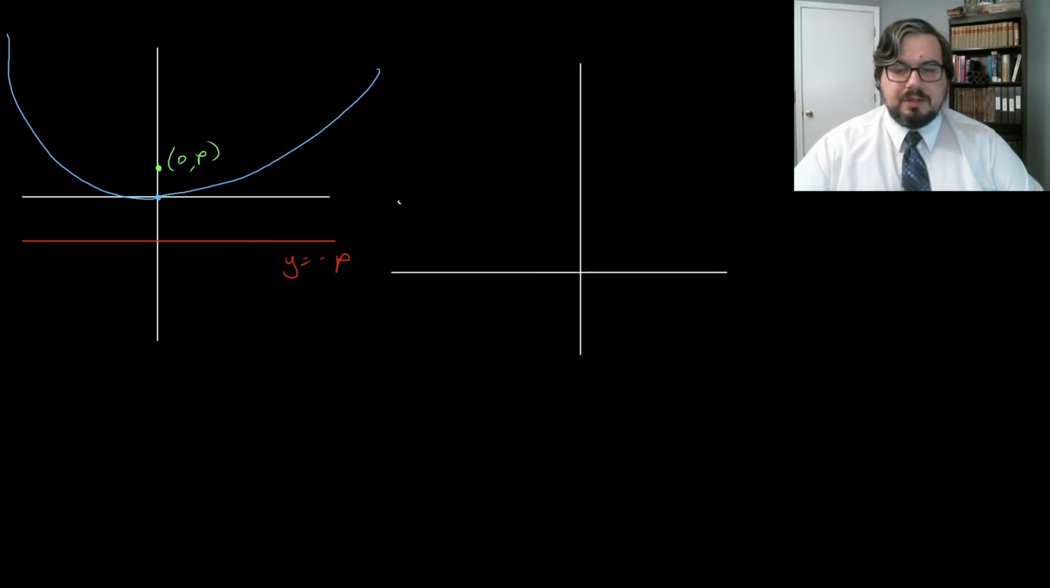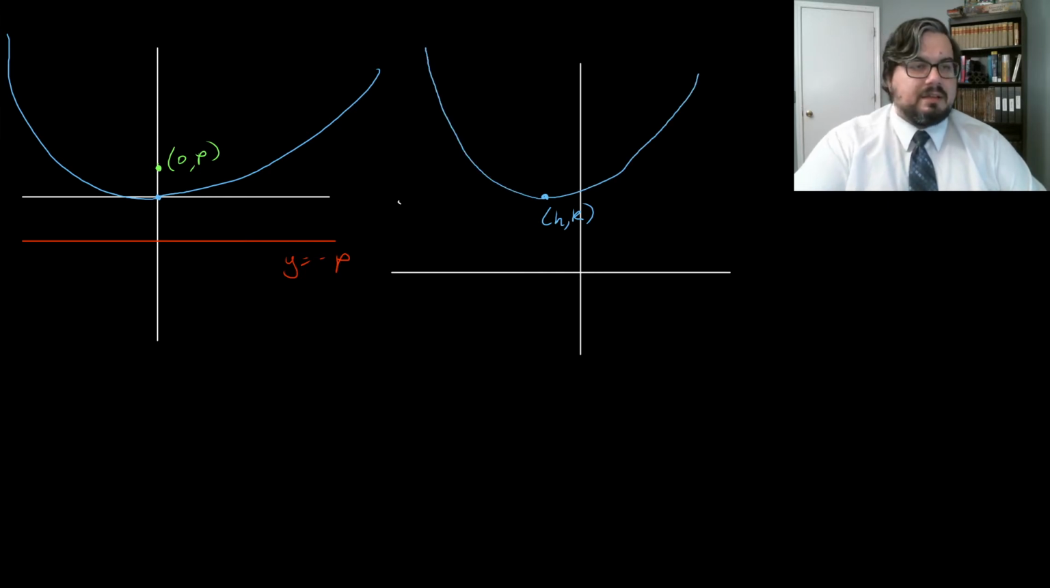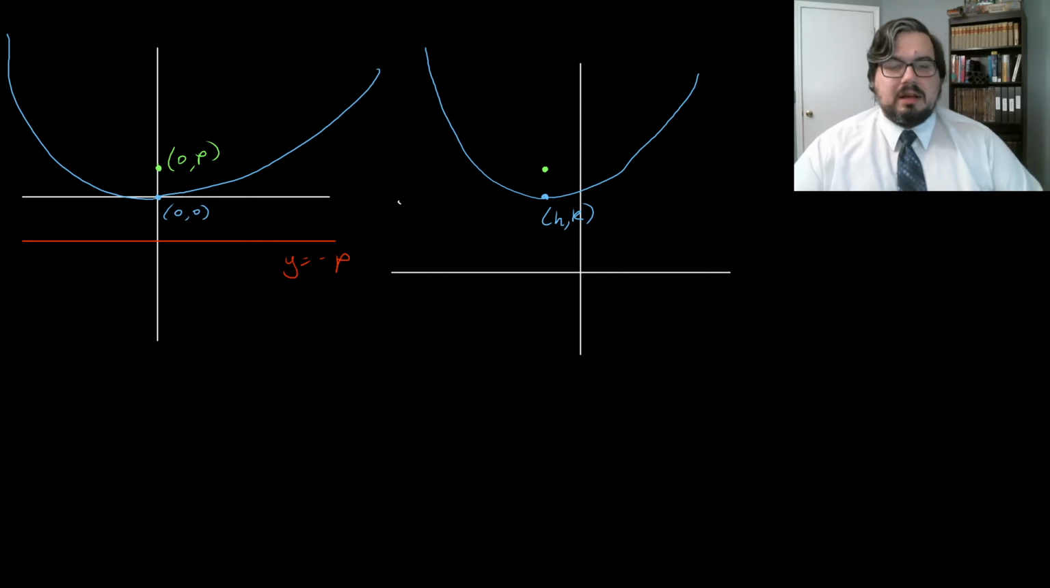If we shift this whole figure around, let me do things this way, so that the vertex is now at a point which I'll just label as h, k. Then let's see what's happened. We've shifted the origin, which was at 0, 0, to an x-coordinate of h and a y-coordinate of k. So we've added h and k to the point 0, 0.